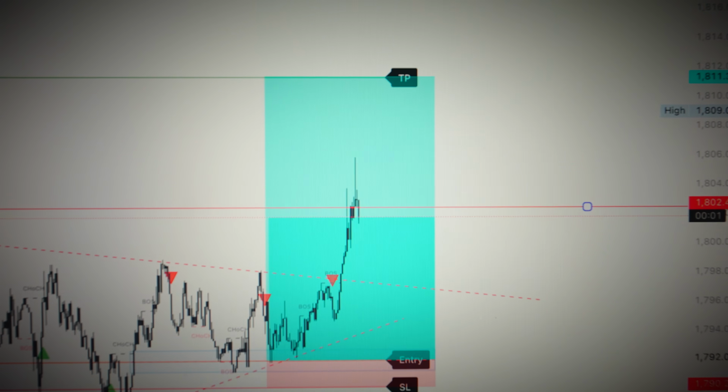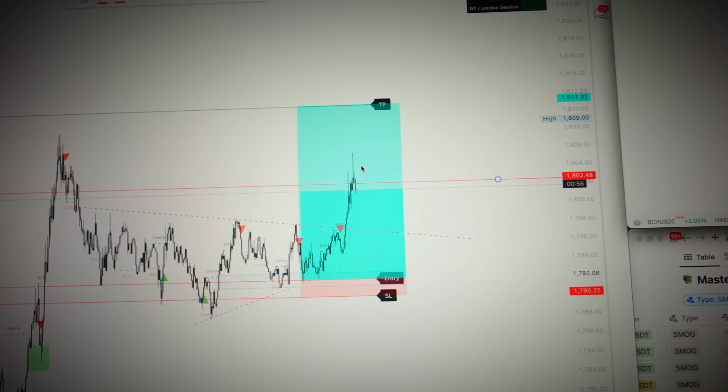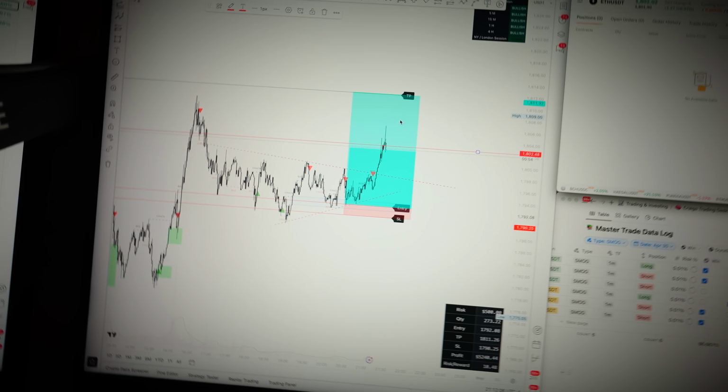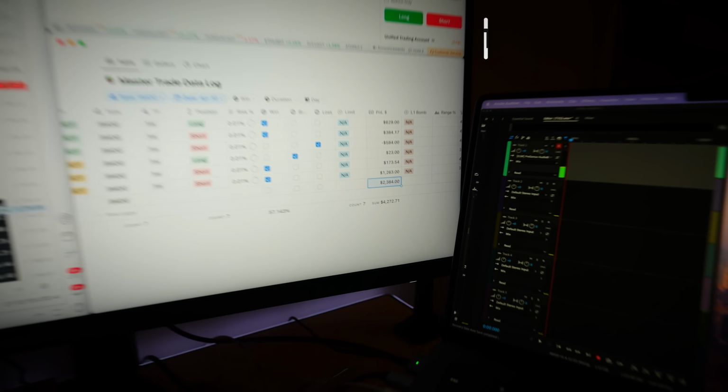All right, out of the trade for about 2,800. That red line is where I took the trade off the table. I want to see if this could continue pushing up. So I was able to lock in 2,384, all said and done, which brings us up to 4,200 on the day.